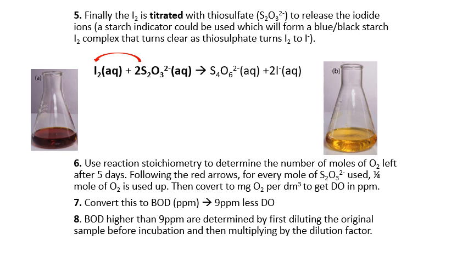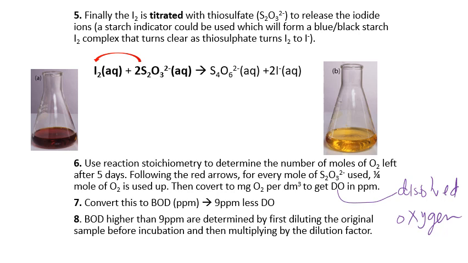Okay, and then we use the reaction stoichiometry to determine the number of moles of oxygen left after 5 days. Okay, following the red arrows, for every mole of thiosulfate used, 1/4 mole of oxygen is used up. And then we convert to milligrams of oxygen per decimeter cubed to get the DO in ppm. What is DO? That's of course the dissolved oxygen. Okay, and then convert this number into a BOD in parts per million, which is 9 ppm less the dissolved oxygen.